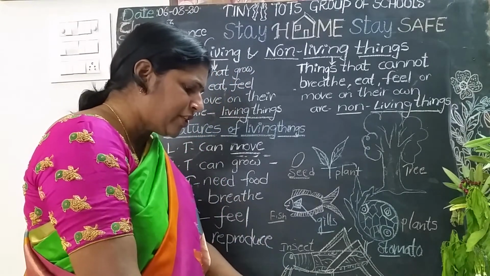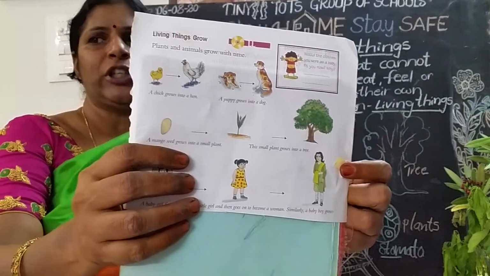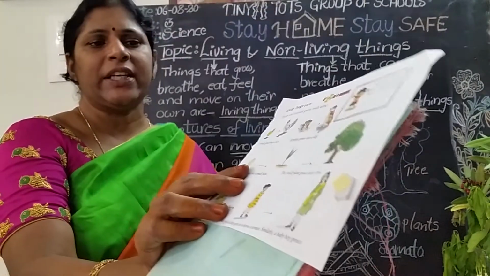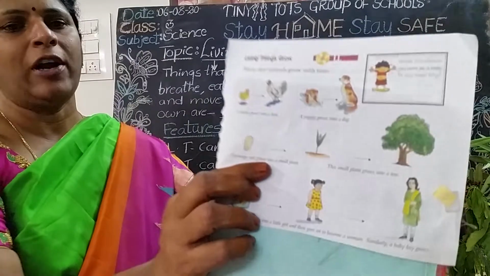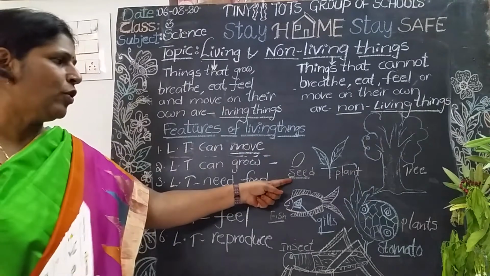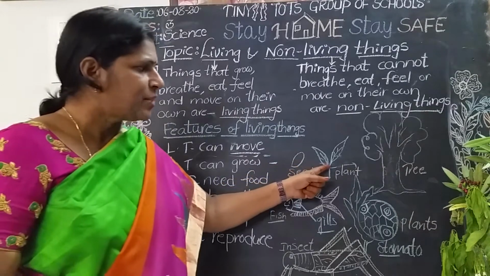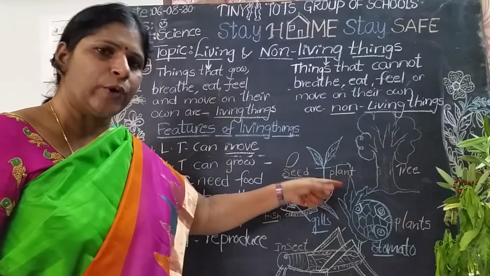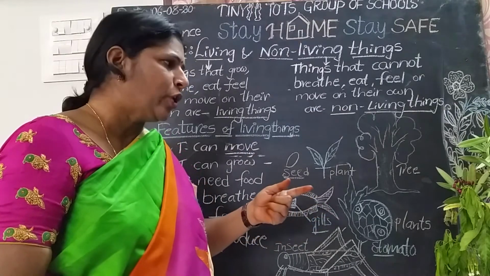A small chick grows into a hen. See this picture. A small puppy grows into a dog. A mango seed grows into a small plant. This small plant grows into a tree. So all living organisms, plants and animals, grow. You too grow. All human beings also grow in size.